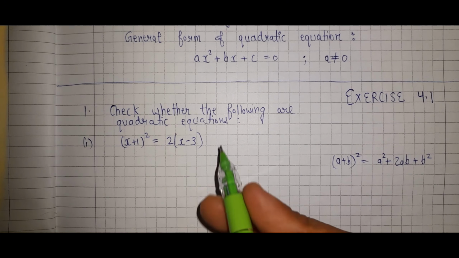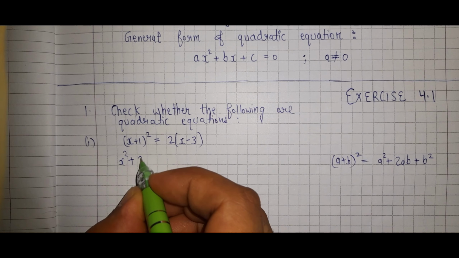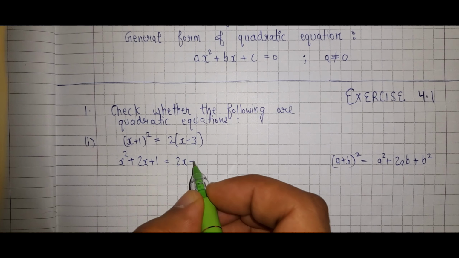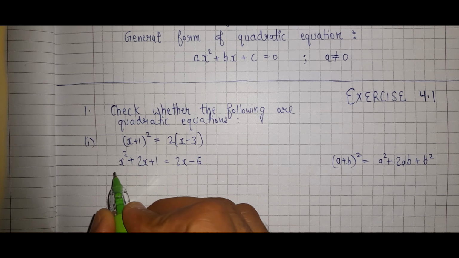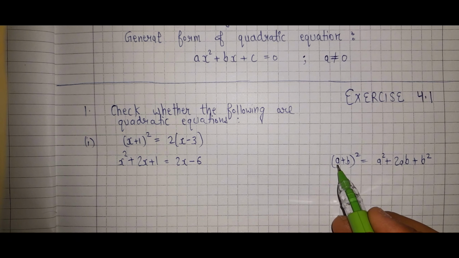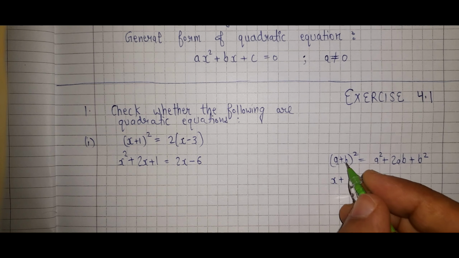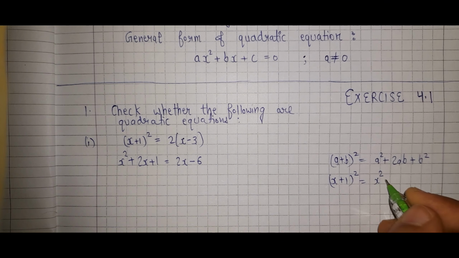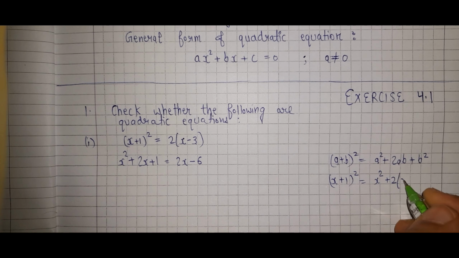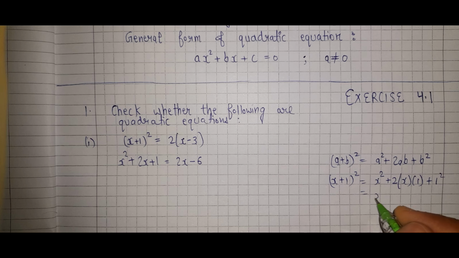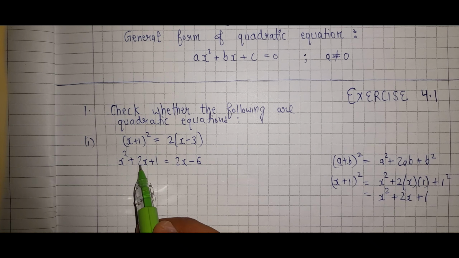Now, x plus 1 whole square equals to x square plus 2x plus 1. 2 into x minus 2 into 3 equals to 6. x plus 1 whole square equals to x square plus 2x plus 1, because a plus b whole square equals to a square plus 2ab plus b square. Here a is x, b equals to 1. So a square, that is x square, plus 2 as it is, a is x and b equals to 1, plus b square, b is 1. So x square plus 2x plus 1.